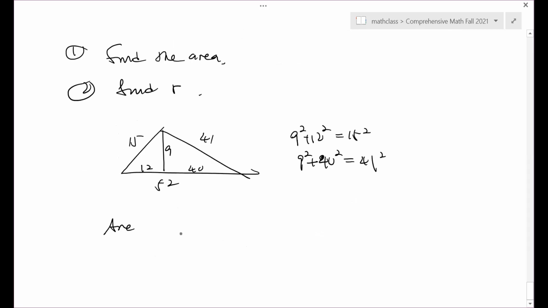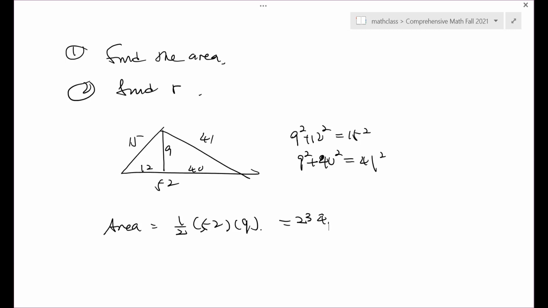So the area is going to be half of 52 times 9, and that is going to be 234. You can also apply the Pythagorean theorem to get the height. Yeah, you can think about it as a method.